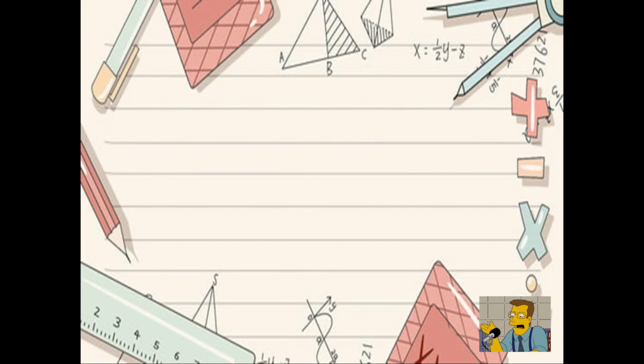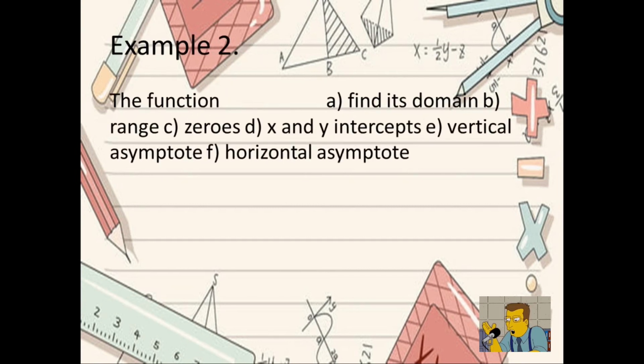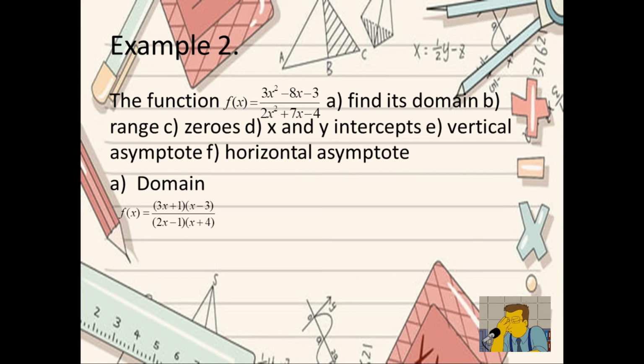Okay, so we have example number 2. The function f of x equals 3x squared minus 8x minus 3 over 2x squared plus 7x minus 4. Find the domain, range, the zeros, x and y-intercepts, vertical asymptote, and horizontal asymptote. Okay, first we find the domain. The given function is in the expanded form.